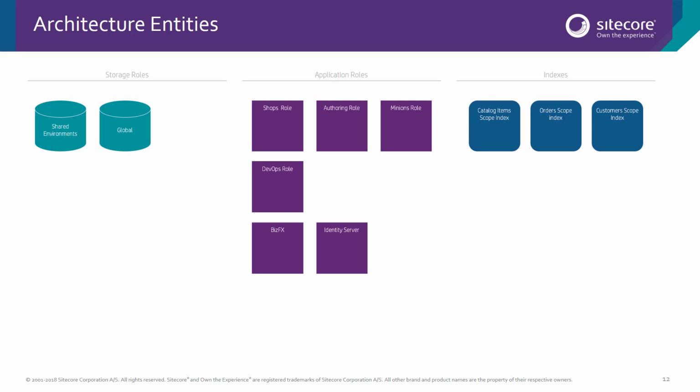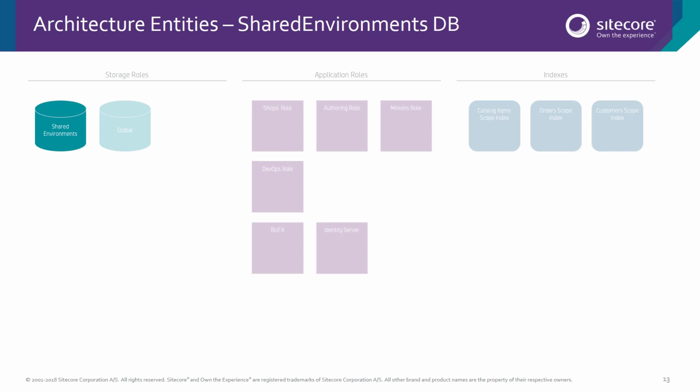So for Sitecore Experience Commerce, you have two databases called Global and Shared Environments. You have 4 different engine roles: your shops, authoring, DevOps, and minions roles. You have 3 indexes: your catalog item scope, your orders scope, and your customer scope. And finally, you have the 2 elements that are used for the business tools: BizFx and the identity server. The Shared Environments database is the main data store for a Sitecore Experience Commerce deployment.